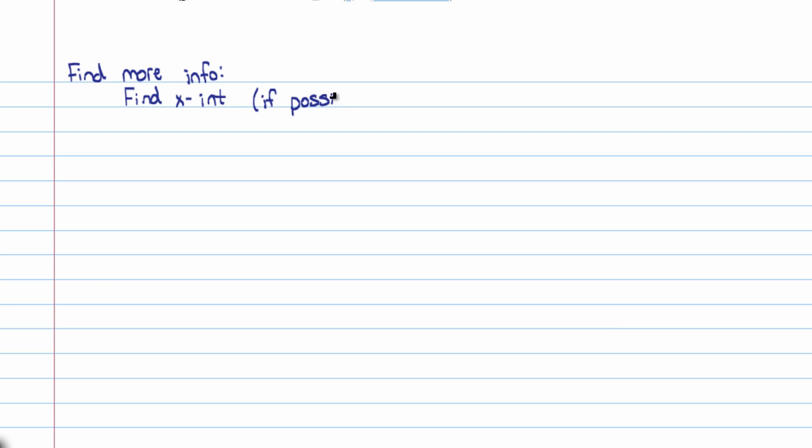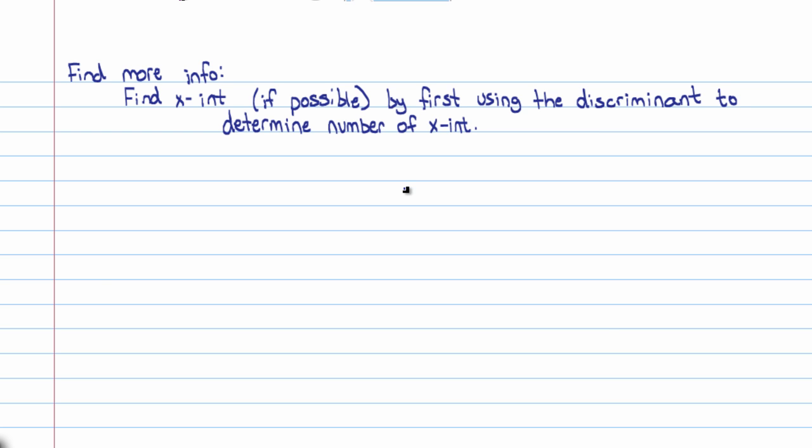And before you find the x-intercepts, you can actually use the discriminant to determine if there are x-intercepts. In reality, that's the only new thing we're doing here. We're not really doing anything else that's going to be new. So the only other piece of information here is to find the x-intercepts by using the discriminant first to determine the number of x-intercepts. And then if we do know we have x-intercepts, we'll go ahead and find them.